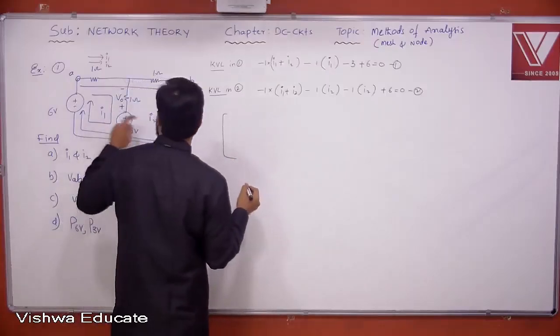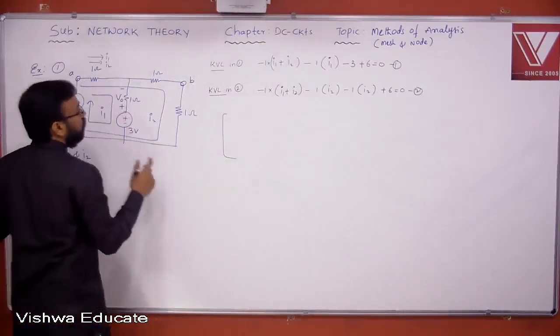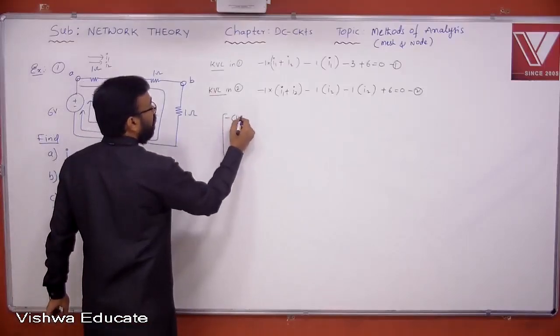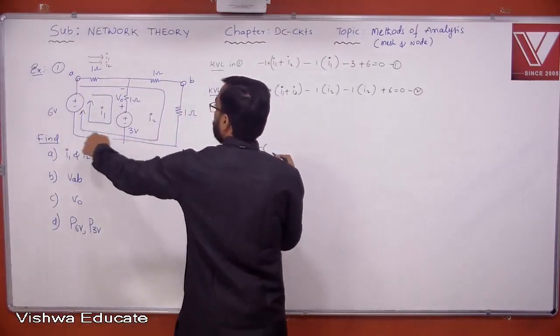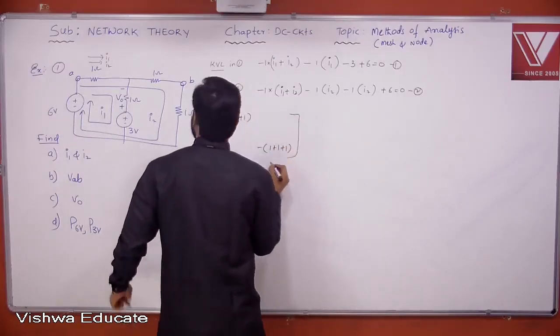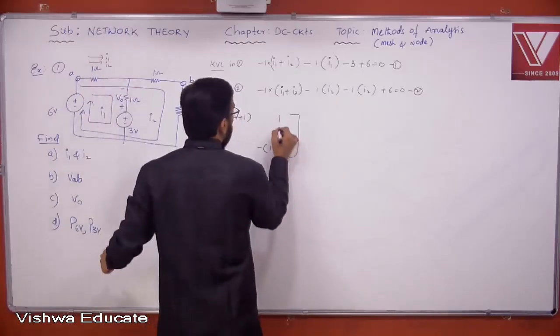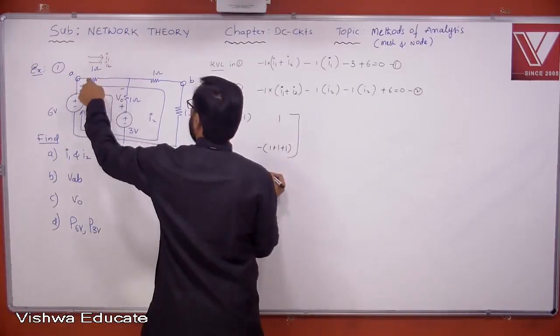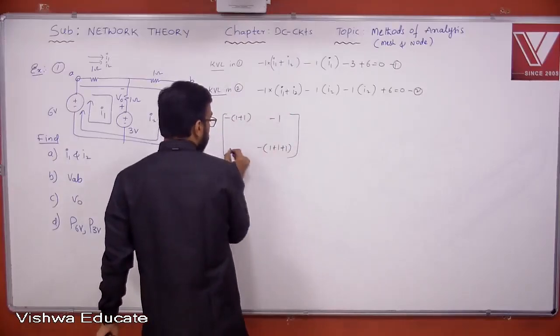Inspection: 2 by 2 matrix because two variables are there. Number of resistors in the first loop: minus of 1 plus 1. Second loop, please: 1 plus 1 plus 1. Common element, please. This is a common element, right? 1. How are the loop currents flowing in the common element? Same. Therefore, same sign, minus. Off diagonal symmetry, minus 1.